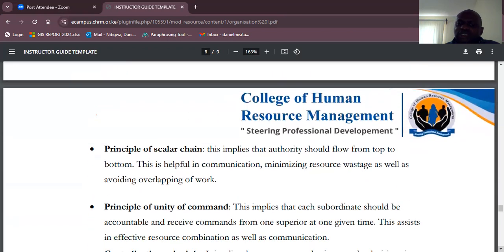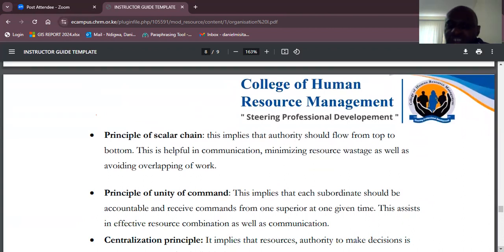So the other principle is the principle of scalar chain. In this principle, it implies that authority should flow from the top to bottom. This is helpful in communication. So scalar chain allows communication to flow from top to bottom.